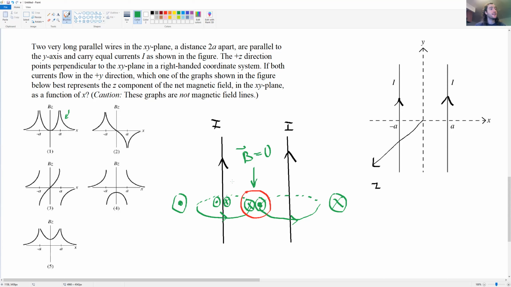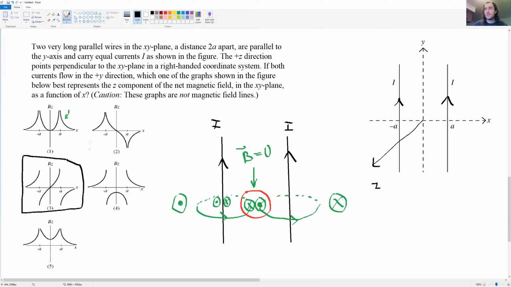Answer 2 is positive infinity, and then positive infinity again, and then it decreases, crosses 0, and then it's negative infinity, and then negative infinity, and then it goes to 0. So it's got to be 3 here. It's got to be 3. It's got to go from positive infinity instantly, boom, straight down to minus infinity.